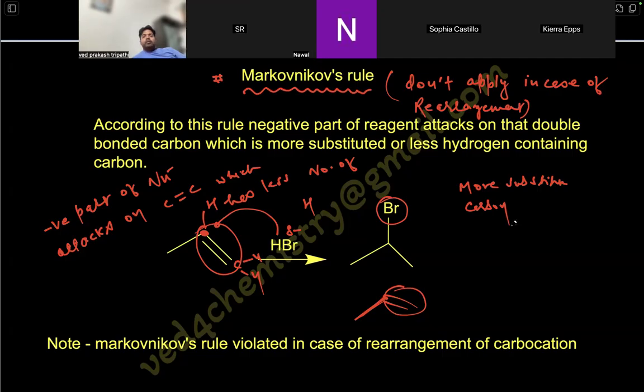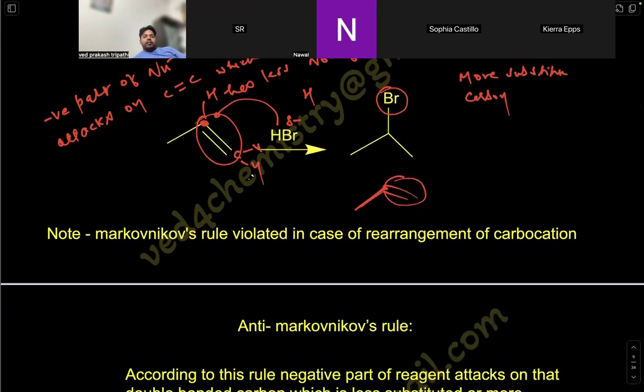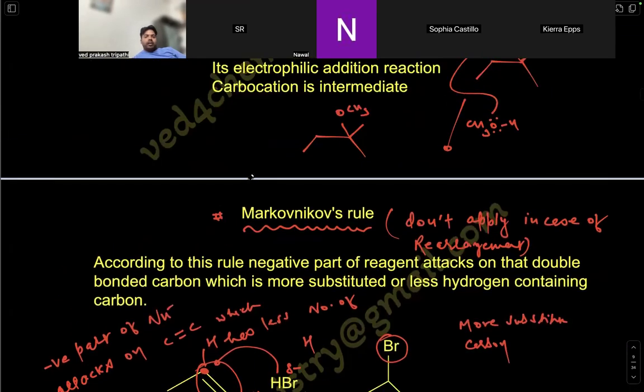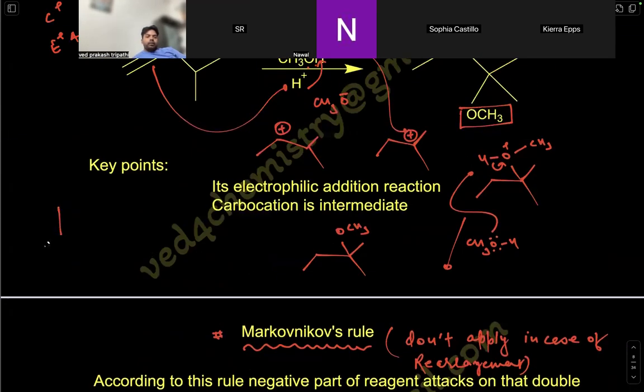I would like to say always follow the less hydrogen containing carbon. And let me give you an example of rearrangement and without rearrangement. For example, suppose we have this alkene and we are going to use Markovnikov's over here. If you follow Markovnikov's rule, then your product would be this. Br should be here. Tell me everyone, it makes sense because this carbon has less hydrogen. Clear? So this is Markovnikov's product.